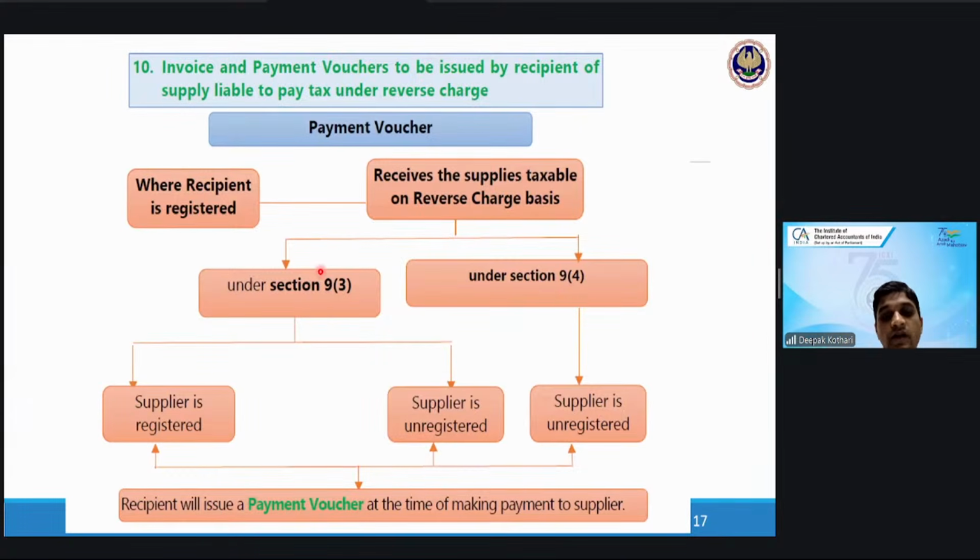Now, reverse charge, where recipient is registered and receives the supply taxable under reverse charge, then if the supplier is registered, he will give a payment voucher. If the supplier is unregistered, then also a payment voucher will be issued. So basically, in both the cases, reverse charge recipient has to pay, so he will issue a payment voucher.